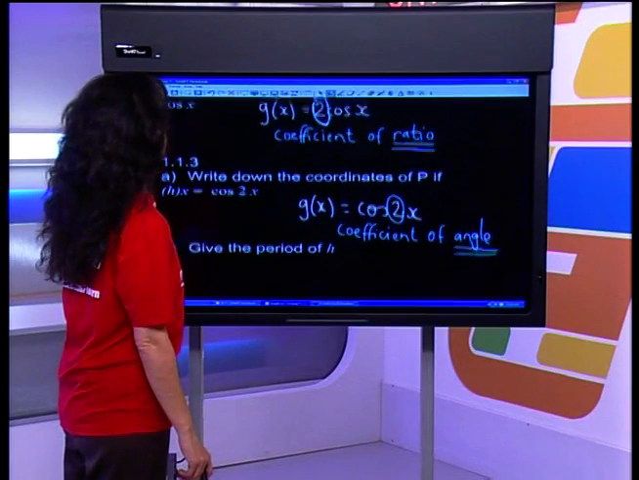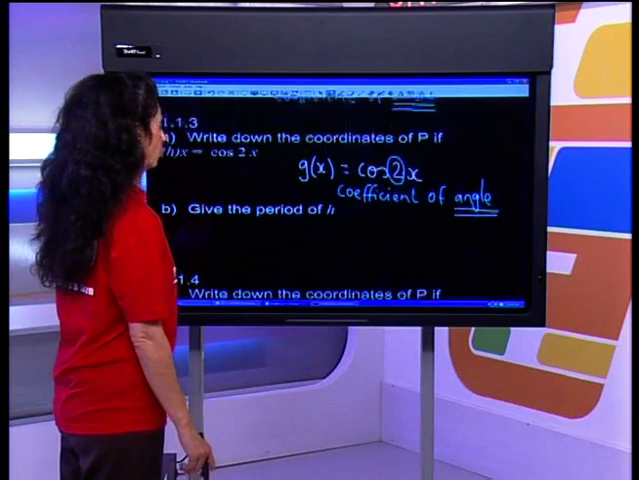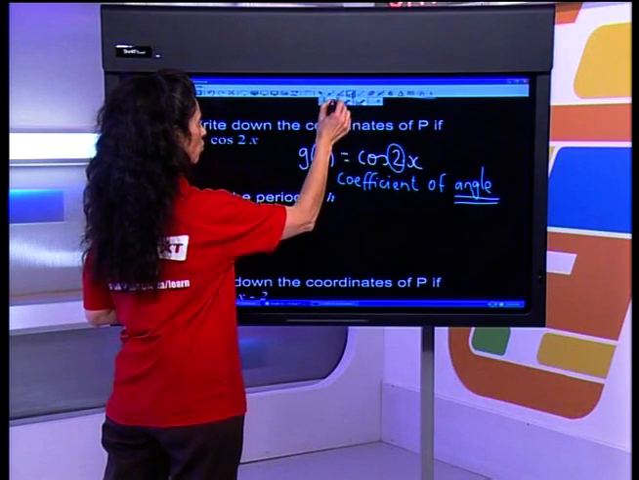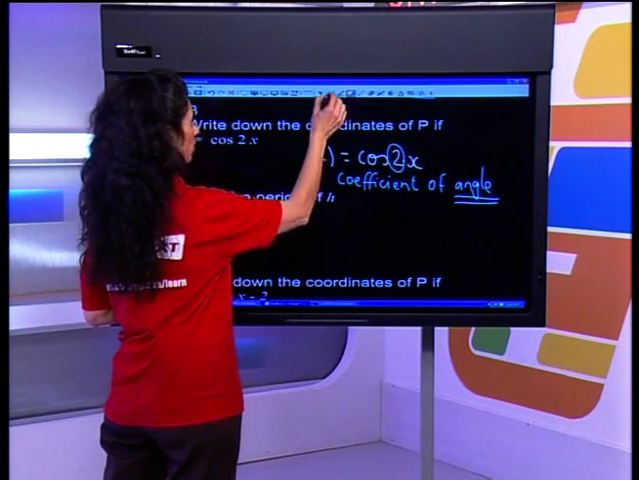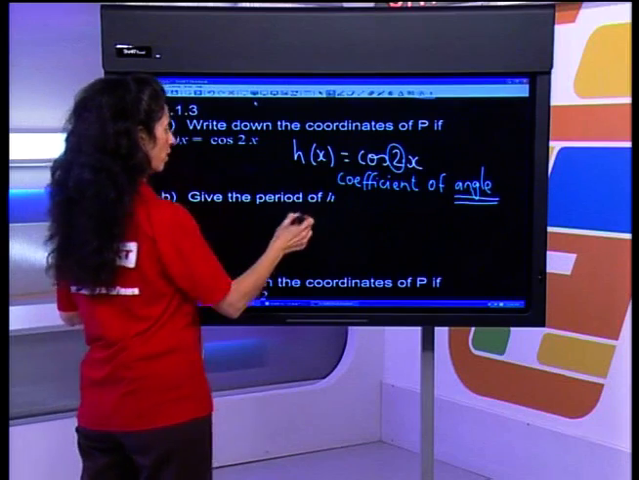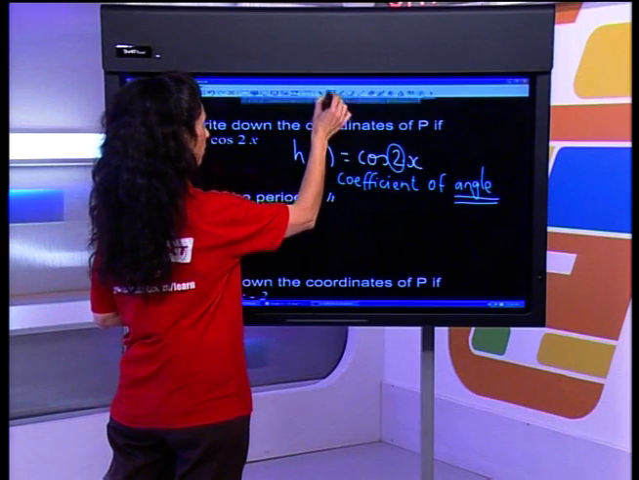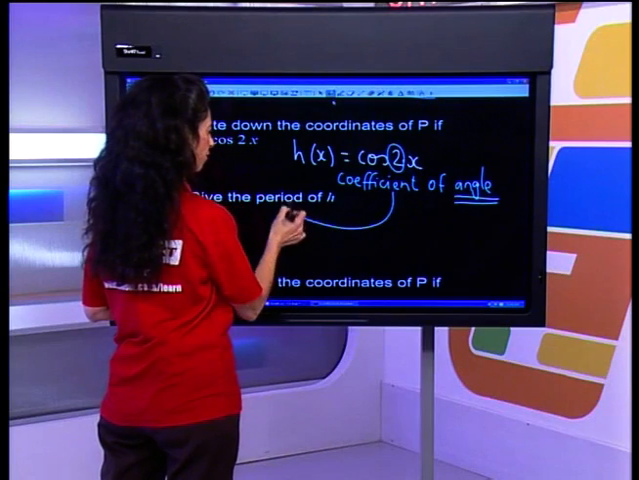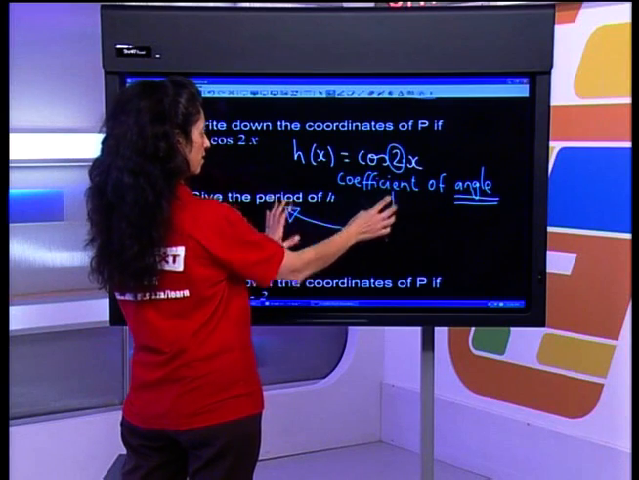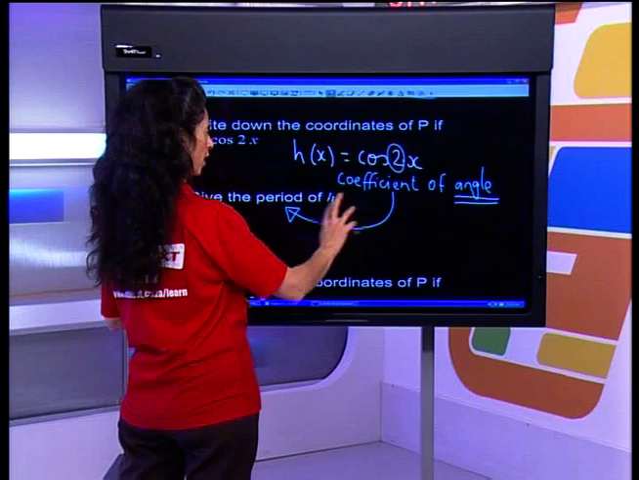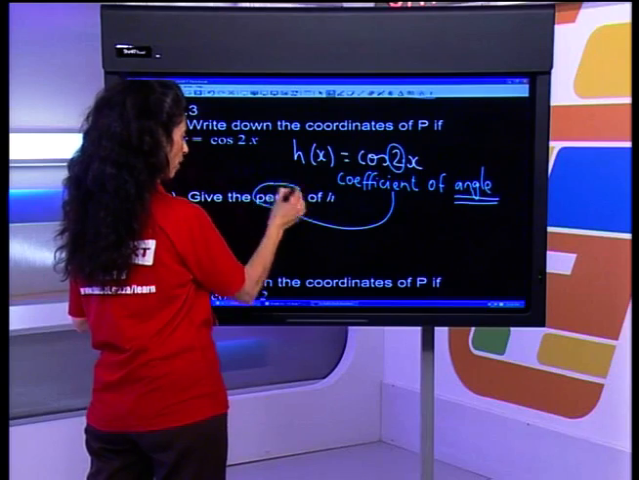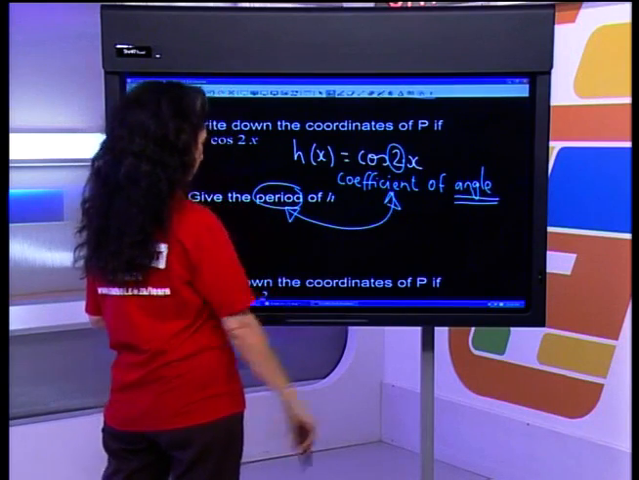And then we would like to know, in fact, this one's been written as g, so let's just use the same notation. This would be an h of x is cos 2x, give the period of h. What would the period be if you have a change in the coefficient of the angle? So these two things are connected. There's some kind of thing happening here that if I change the coefficient of the angle, something's going to happen to my period. There must be some connection between these two.